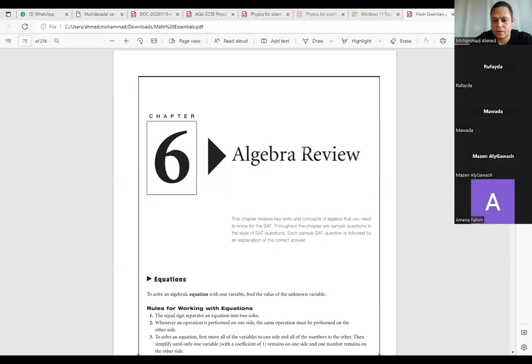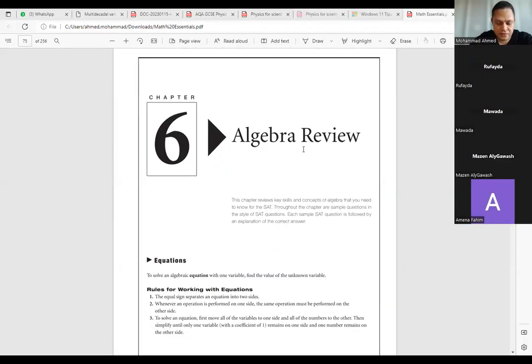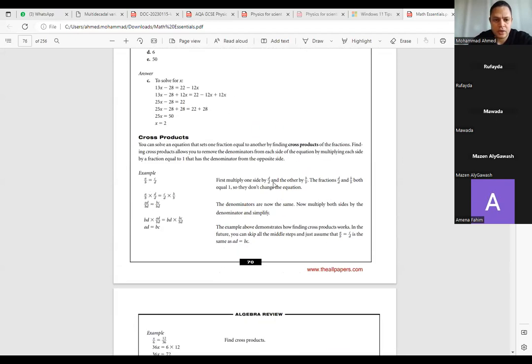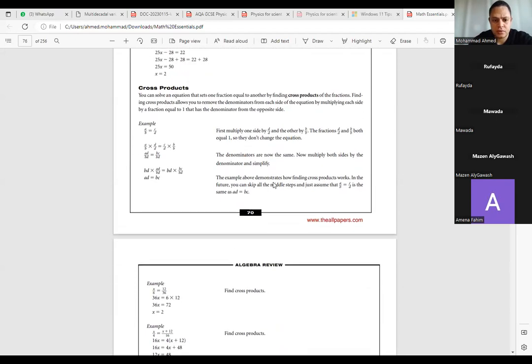Okay, last time we started with the algebra review for the SAT math part. Today we're going to continue this part, and we're going to try to finish as much as we can in the algebra review. We started with the equation last time. We did the equation and we answered some questions related to the cross product.